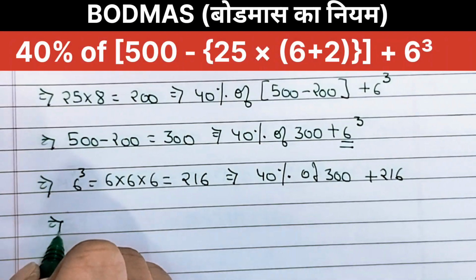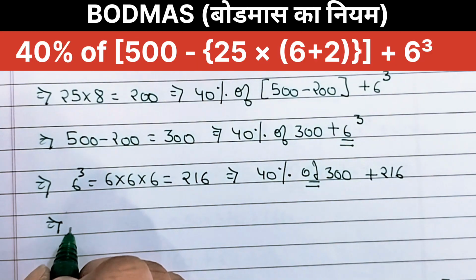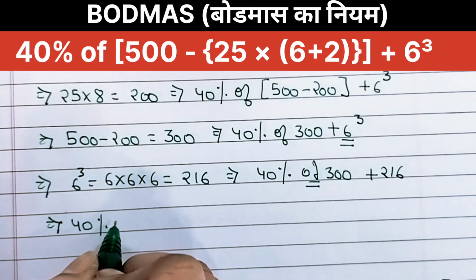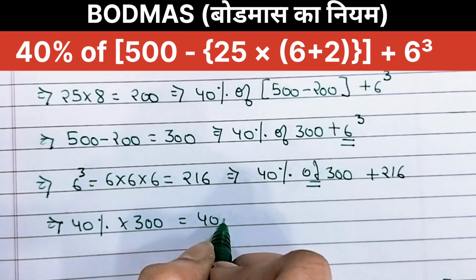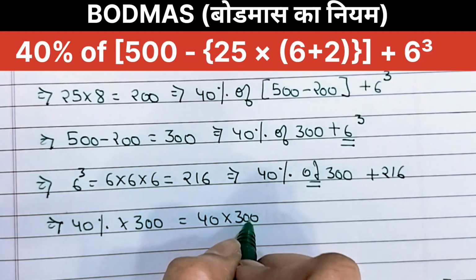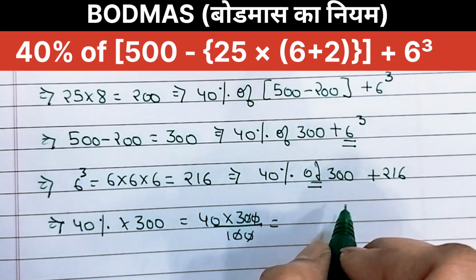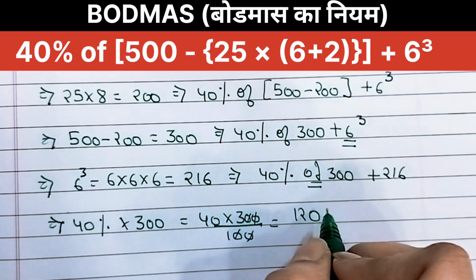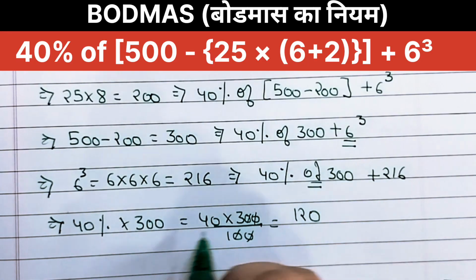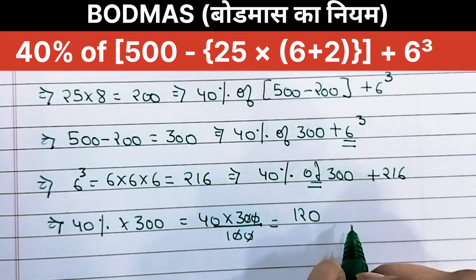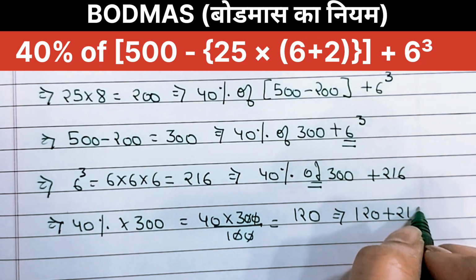Move to the next step. There is an "of" operator. For percentage, we calculate 40 multiplied by 300 upon 100. We cut down 2 zeros, and after multiplying we'll get 120. According to this step, "of" represents multiplication associated with percentage and is solved before addition. And now the current expression becomes 120 plus 216.